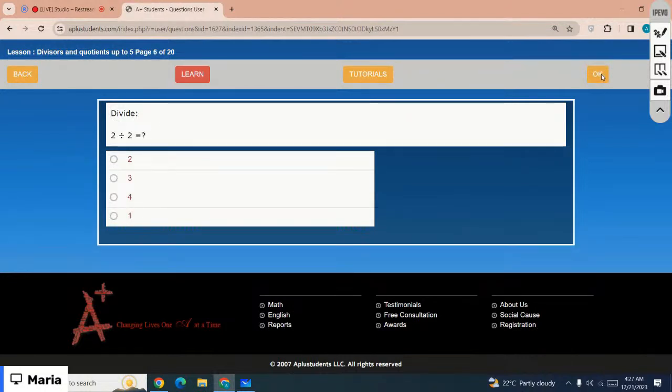The next one is 2 divided by 2, which is the correct option. 2 divided by 2 is... 2 times what number is 2? 2 times 1 is 2. The correct option is 1.